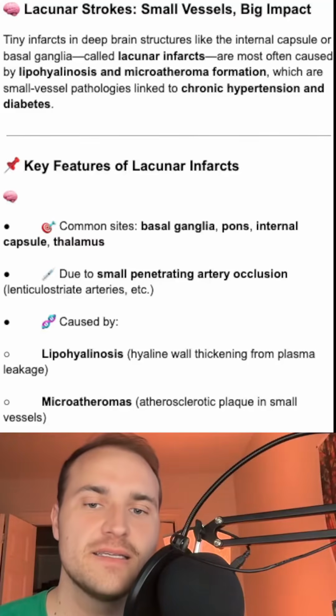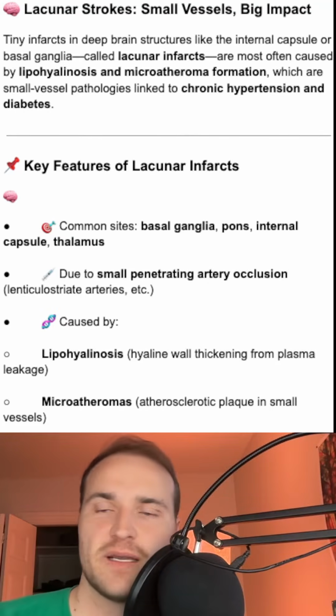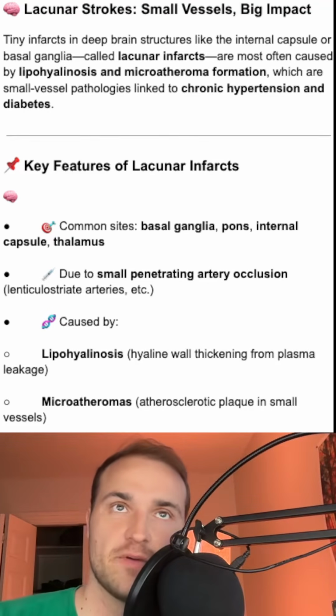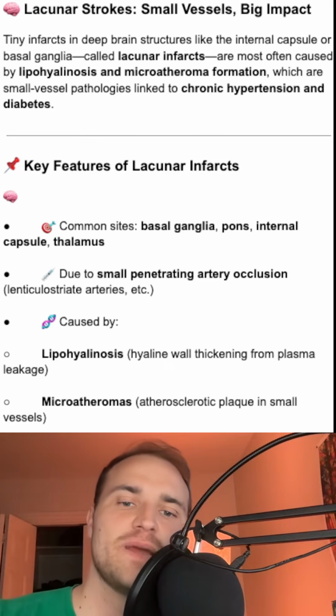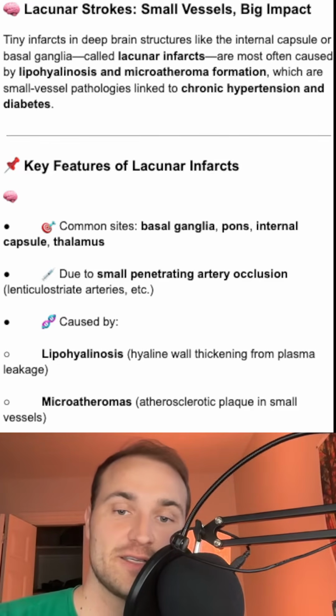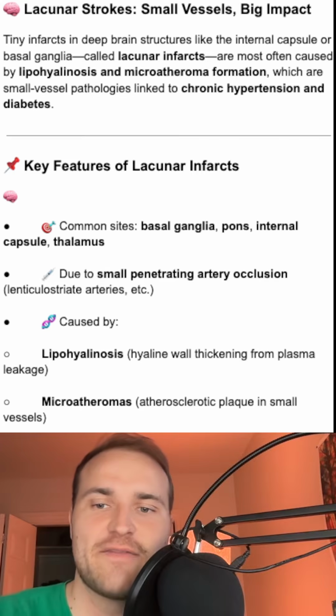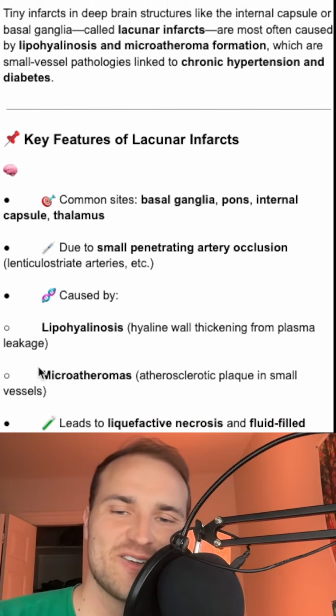Sometimes it's the smallest vessel strokes that leave the biggest marks. Lacunar infarct is a good example of this. It's less than 15 millimeters, and it's a cavitary stroke, and it goes unnoticed until you see motor and sensory deficits. On autopsy, you might see some fluid-filled holes in places like the internal capsule and the pons.